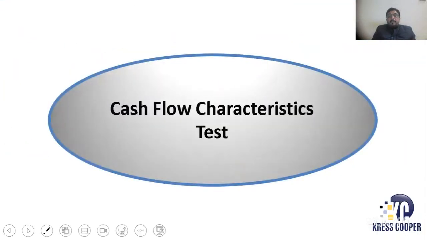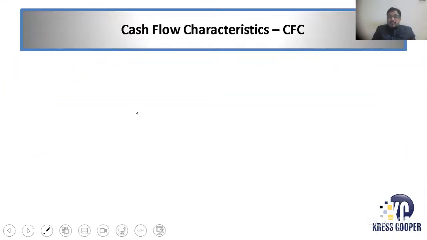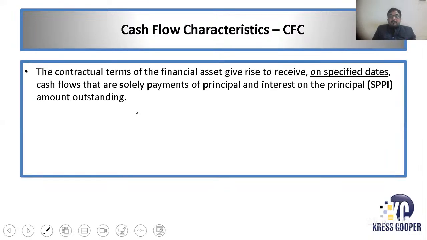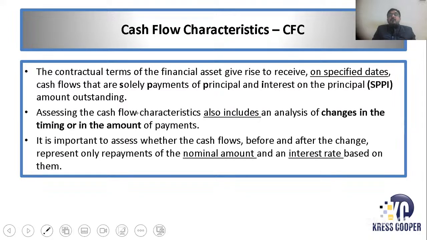So the next test is the cash flow characteristics test. In this, we in fact focus on the contractual cash flows. We focus on the characteristics of the contractual cash flows for which the business model was to collect till maturity.